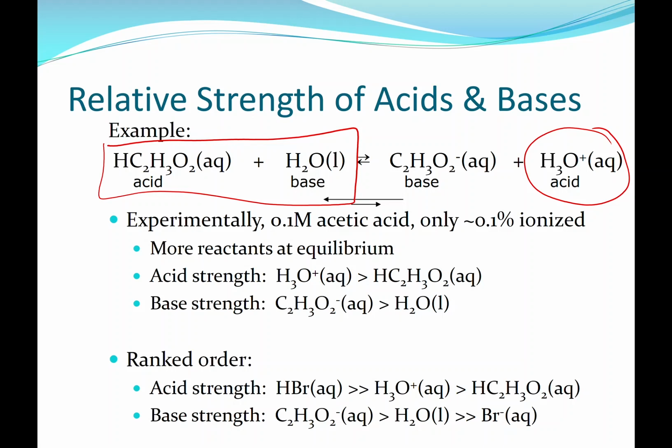Hydronium ion then comes next, and acetic acid is actually the weakest of the three that we've looked at. Our base strength essentially goes in the opposite order. So our weakest base is going to be the acetate ion. So the conjugate base of our weakest acid is our strongest base, and that's a very important observation.